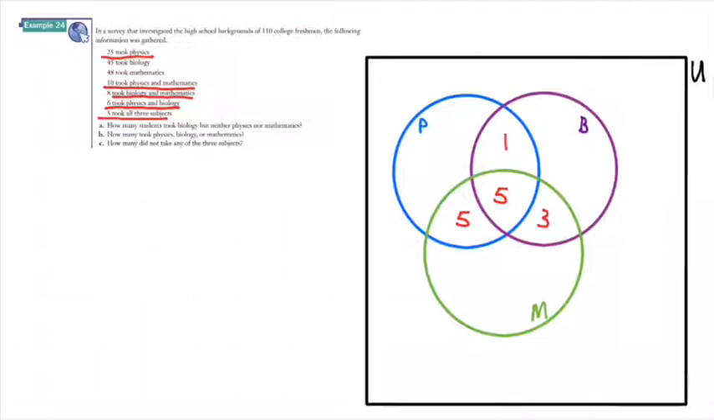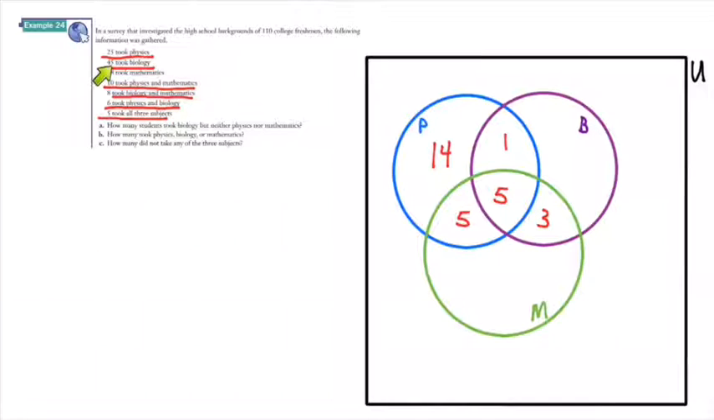So we know that that means in the physics set, all of the students should total to 25. We already have 5 and 5 and 1, so that's 11. So 25 minus 11 means we have 14 who took physics, but neither of these other 2 courses.